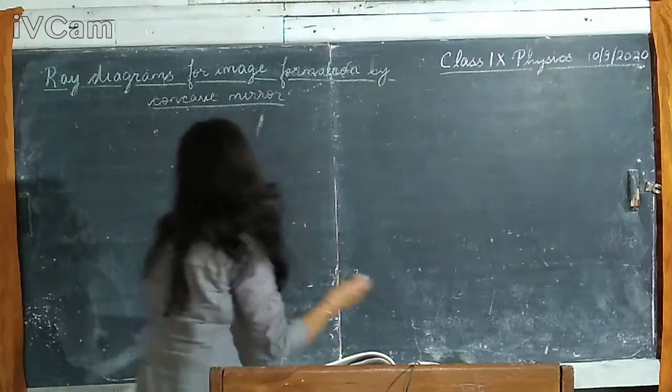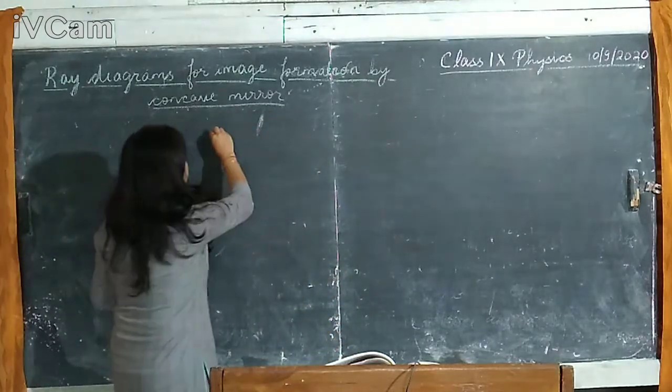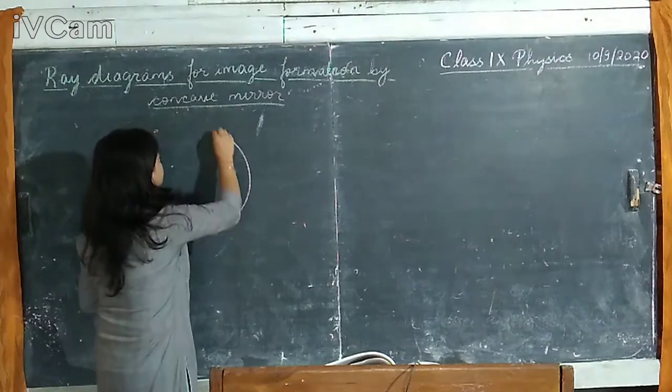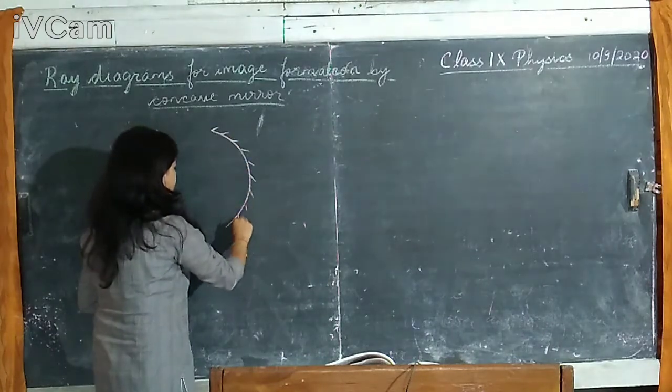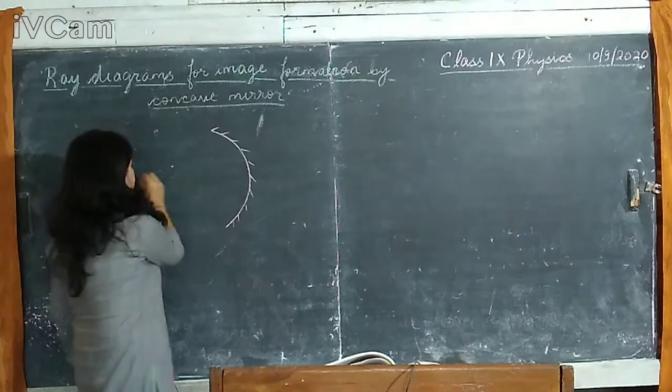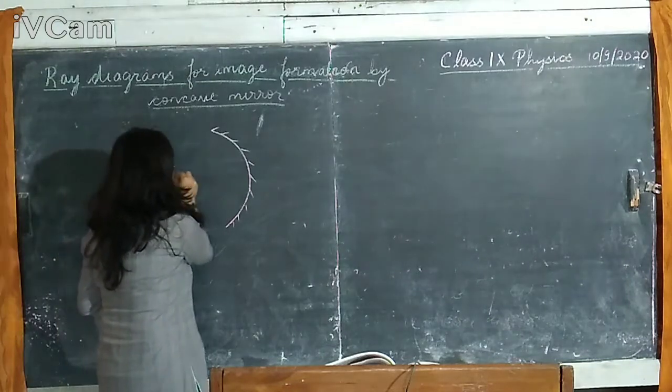Alright, let's start. Now, say you have a mirror, concave mirror, polished on the bulging side, reflecting side is the inner side. You draw the principal axis.